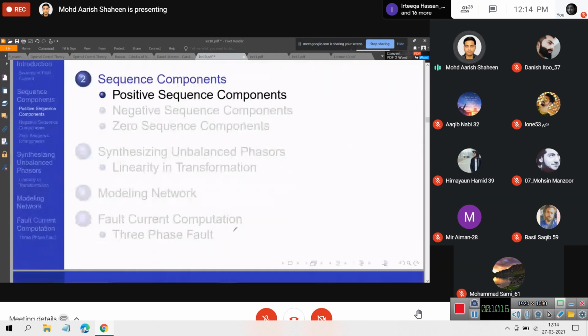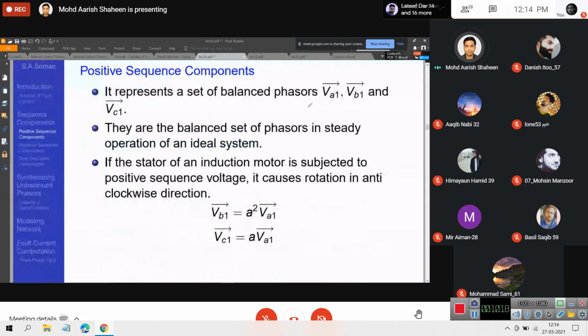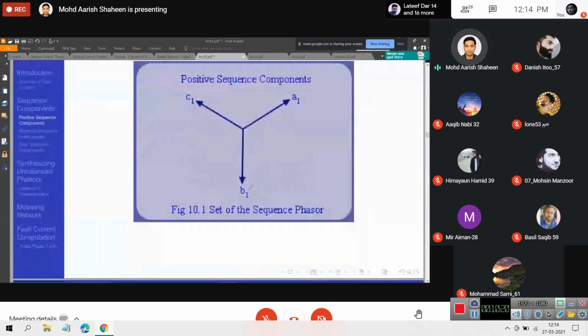So let us look at what are positive sequence components. This is the equation. So let us look at the phasor diagram. This is what is known as a positive sequence triplet of three phasors. As you can see, A is leading B by 120 degrees, B is leading C by 120 degrees, and C is leading A by 120 degrees. So this is also known as ABC sequence.